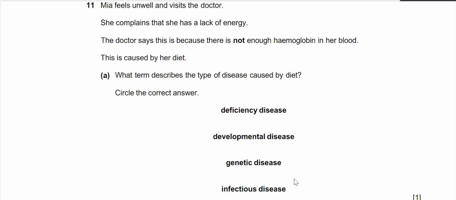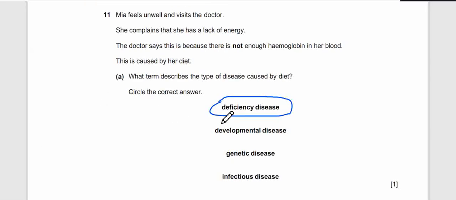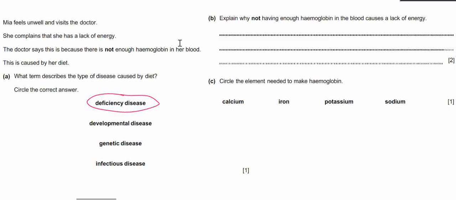Okay, let's check out the answer, guys. So it's a deficiency disease because there's not enough hemoglobin due to her diet. So that's the answer. Let's move on to 11B. 11B says, explain why not having enough hemoglobin in the blood causes a lack of energy.